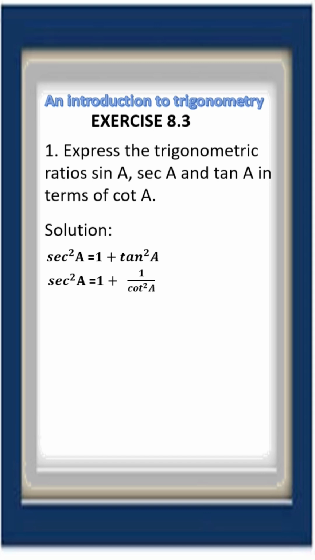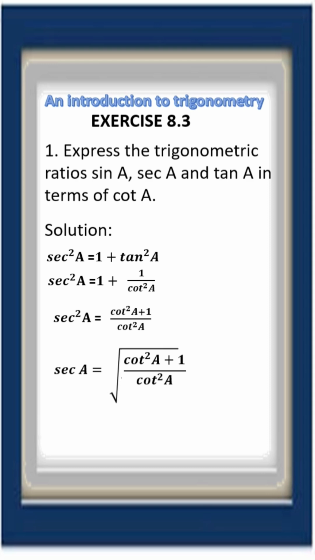It is cot square A. So secant square A is equal to, LCM is cot square A. In the numerator, cot square A plus 1. Since we have to express secant A in terms of cot A, let us take square root on both sides. So secant A is equal to square root of cot square A plus 1 over cot square A.